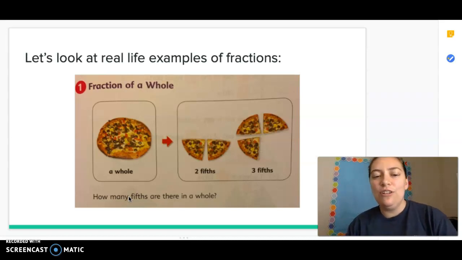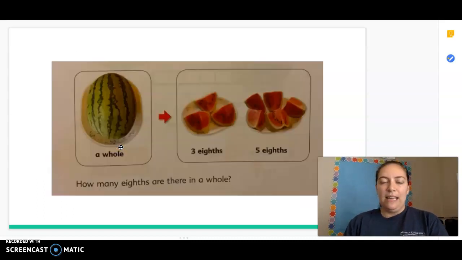And then I also wanted to show you just some real life examples of fractions. A lot of times when we talk about them, they are using whole pieces of pizza, and then they kind of split them up into smaller pieces. So if you would split this 2/5 and 3/5, you would get 5/5 or a whole. And then watermelon, you could split it up into 8 pieces. So it's saying that if you have 3 plus 5, you would get your whole watermelon. 8 pieces of your watermelon.